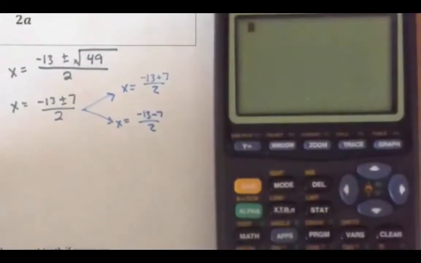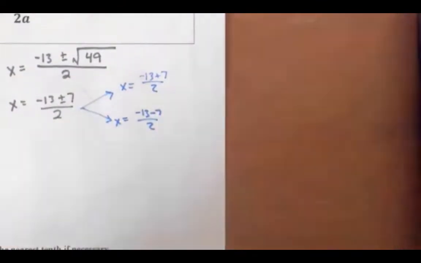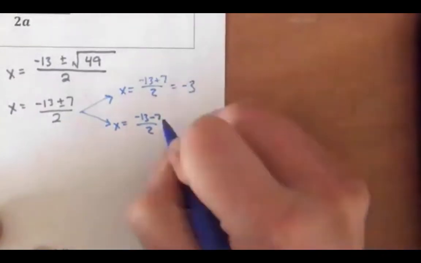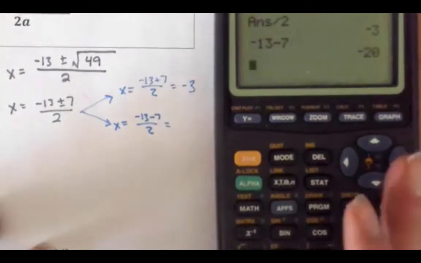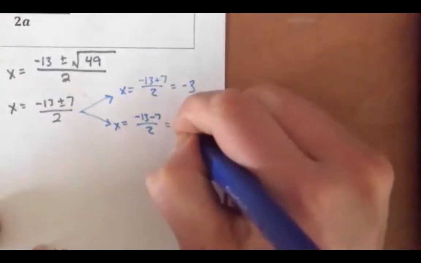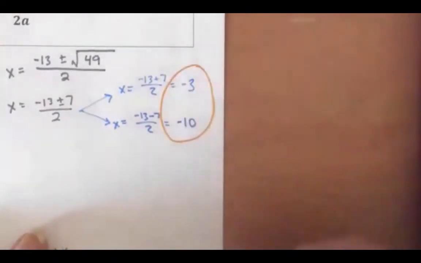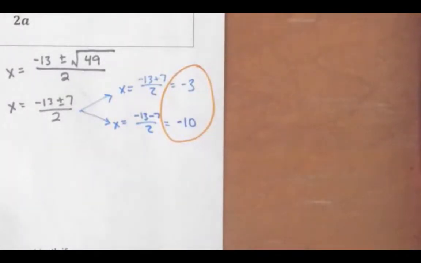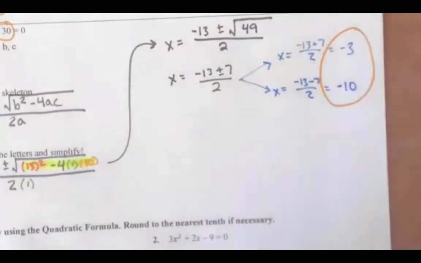Negative 13 plus 7 is negative 6. Negative 6 divided by 2 is negative 3. Negative 13 minus 7 is negative 20. Divided by 2 is negative 10. Those two right there are your answers. You get 2 answers this time, okay? Almost every time you get 2 answers. Okay, I know it's a lot of math and a lot of steps, but it's stuff that you guys can handle. I know you can do this.